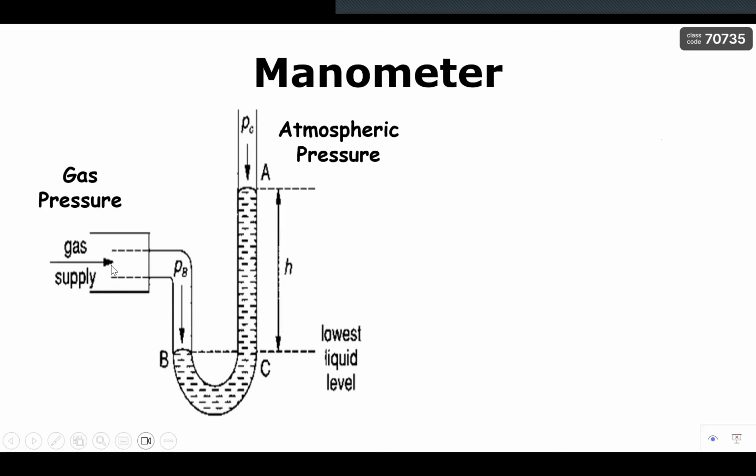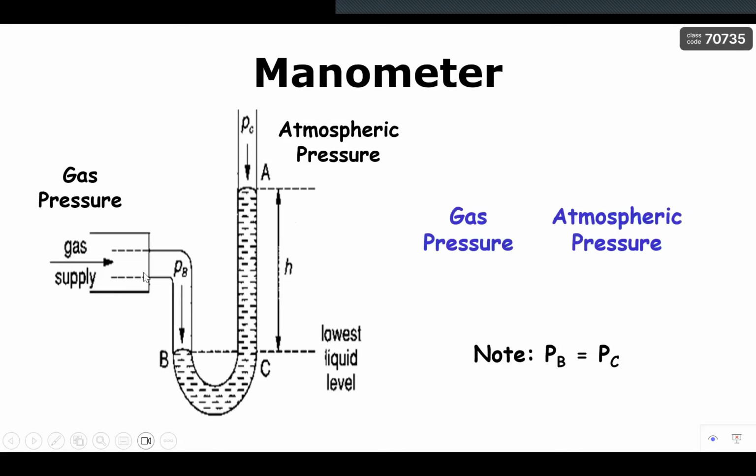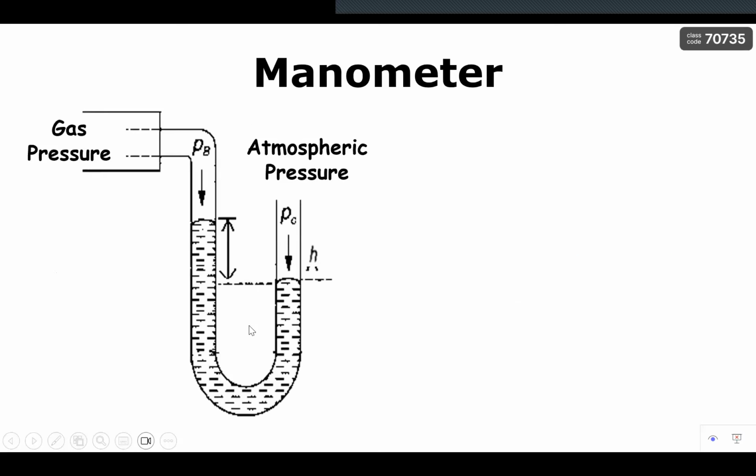So you can take a look at this. The gas supply is pushing it down by a height of h. Just take note that the first step, I need to find the common height, which is over here. Pressure at B will be equivalent to pressure at C. The next step, I get that gas pressure is more than the atmospheric pressure. So gas pressure is actually atmospheric pressure plus the pressure caused by this height difference.